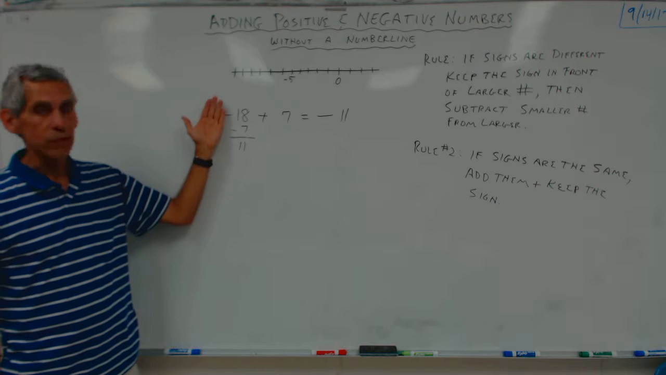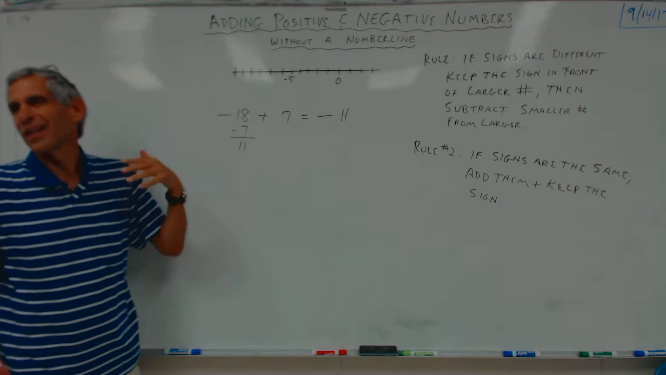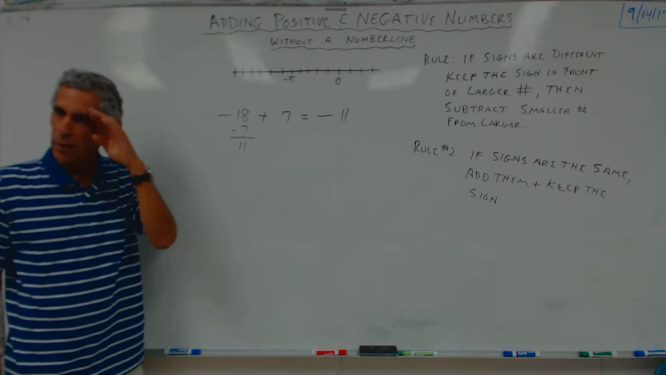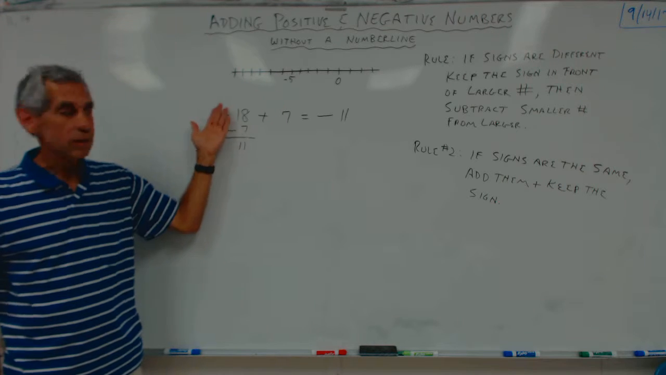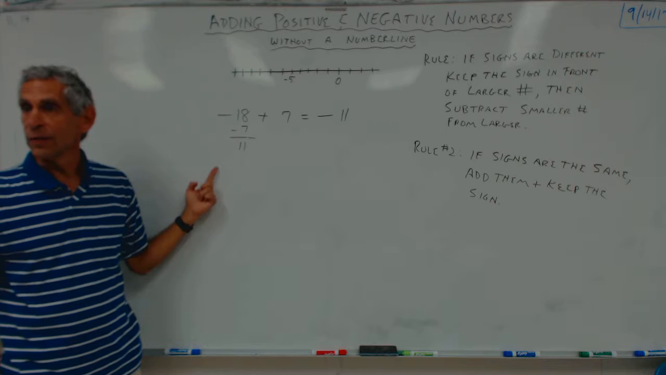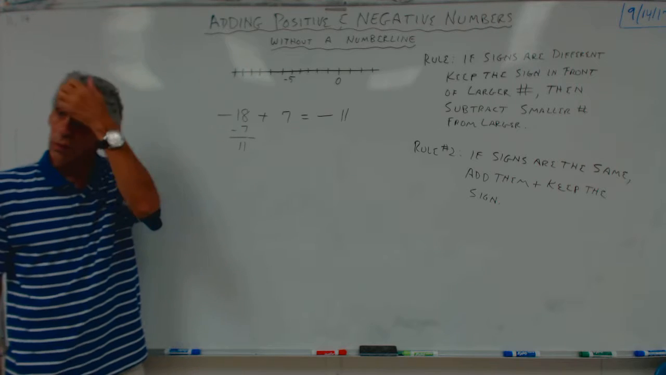But what I do is I ignore the sign for a second, just because I like to keep it simple. Do you know what I'm saying? In my everyday life, I just like to say, okay, bigger number, 18 versus 7. Okay, what's the sign in front of 18? It's negative. I'm going to keep the negative. But you're right. You're totally 100% right.